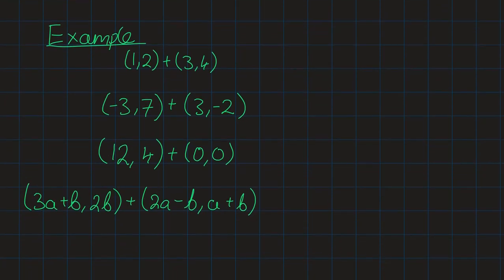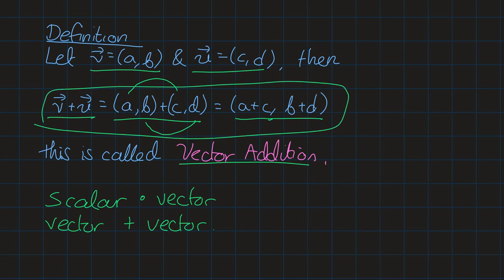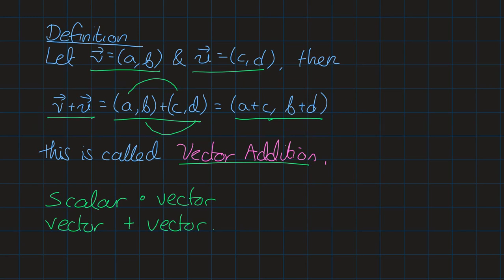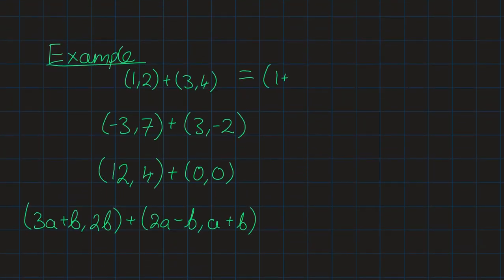So let's just start on this easier looking example. Calculate these vector additions. So (1, 2) plus (3, 4). You just go back to this definition, and this tells you exactly how to work it out. You add the first coordinate to the first coordinate, the second coordinate to the second coordinate. So this is going to be (1 plus 3, 2 plus 4), which is equal to (4, 6). And that's the answer.